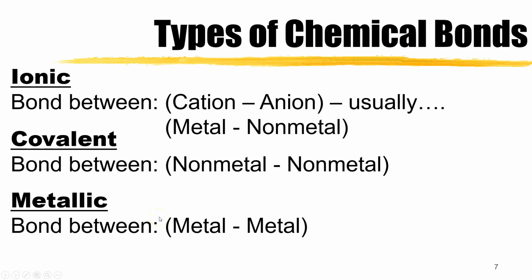A metallic bond is a metal and a metal. That one should hopefully be pretty obvious. It could be the same types of metals down here. It could just be a copper and copper, or you could start mixing them together. You could have copper and zinc mixed together.